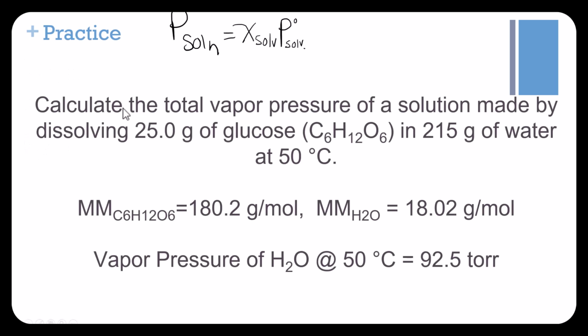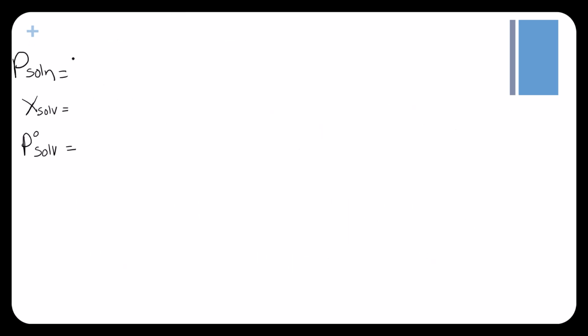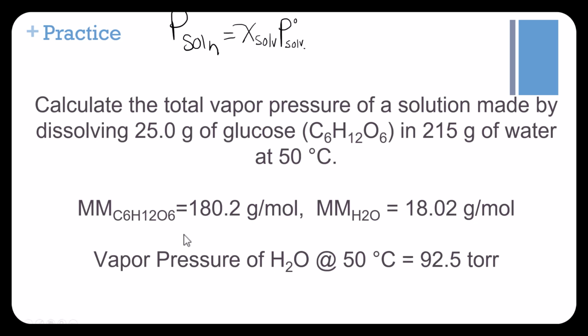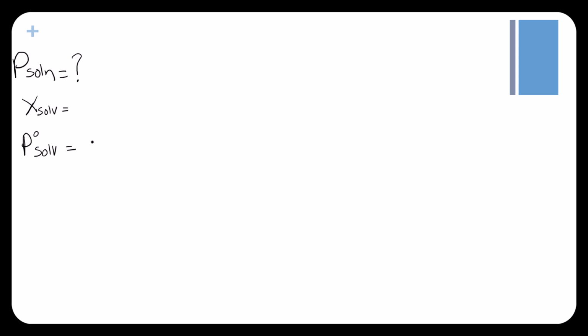So clicking back, calculate the total vapor pressure of a solution. So not surprisingly, the piece that we are trying to solve for is that pressure of solution. So I must know the standard pressure of the solvent, and I must have enough information to do this mole fraction piece as well. So I come down here at the bottom of my slide, and I see the vapor pressure of water at 50 degrees Celsius is 92.5 torr, and we are at 50 degrees Celsius. So that's going to be that standard pressure of the solvent. So I'm going to go ahead and plug that in here. 92.5 torr.